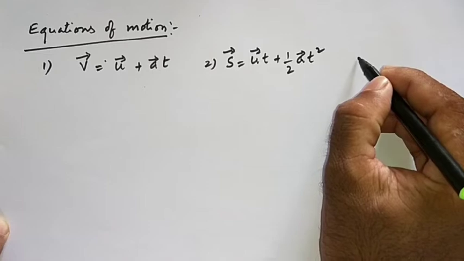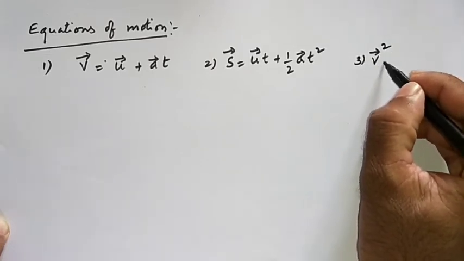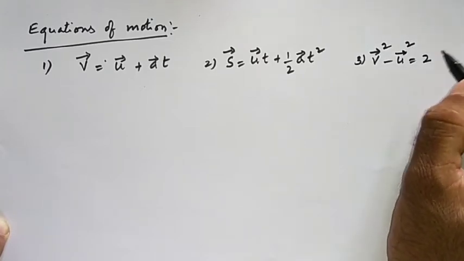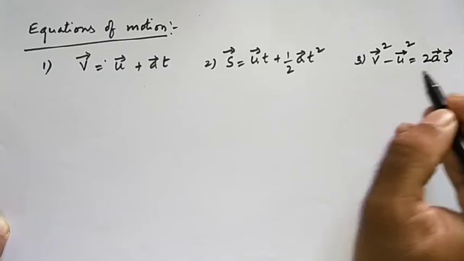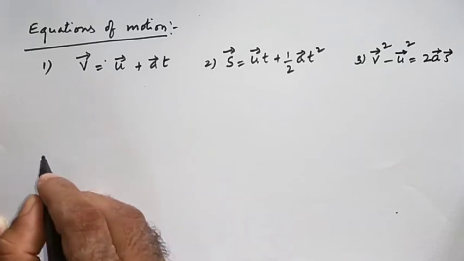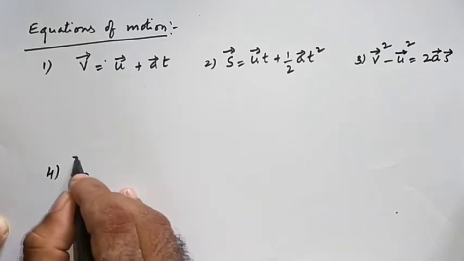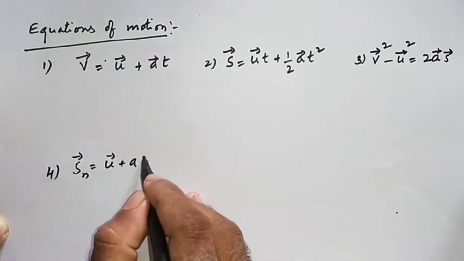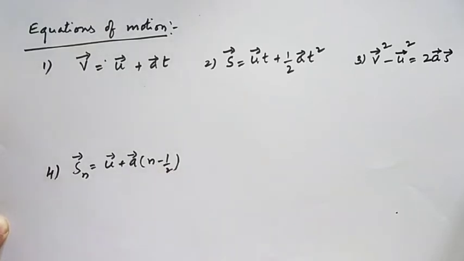Next, the third one is V square minus U square is equal to 2 into A into S. This is called the third equation of motion. And there is another one, the fourth equation, that is Sn is equal to U plus A into (N minus half). So these are the four equations of motion.